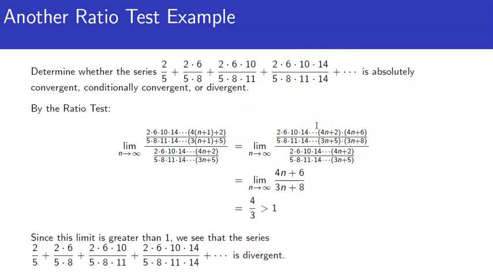Now we notice that lots of things cancel. All of this cancels, and all we're left with is 4n plus 6 over 3n plus 8. And now this behaves like 4n over 3n as n goes to infinity. So this limit must be 4/3, which is greater than 1. Since the limit turns out to be greater than 1, that means the original series must diverge.